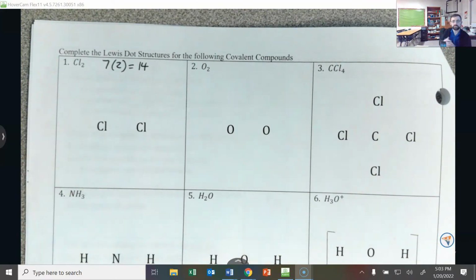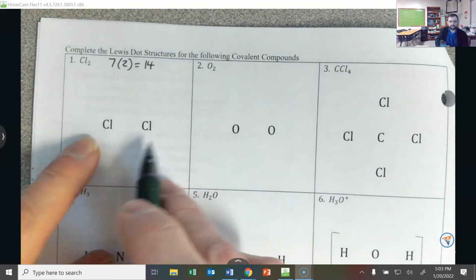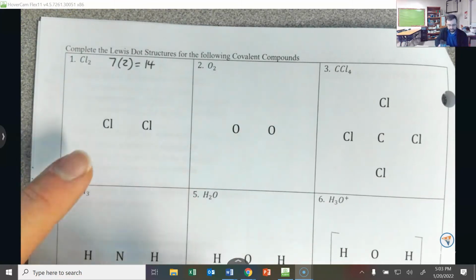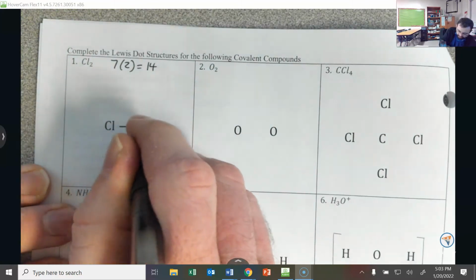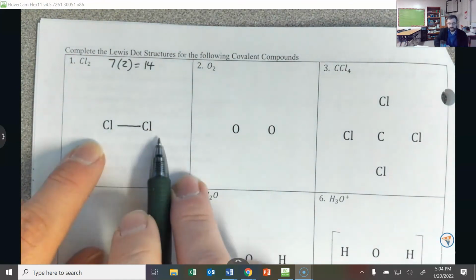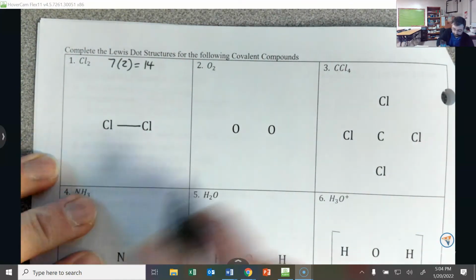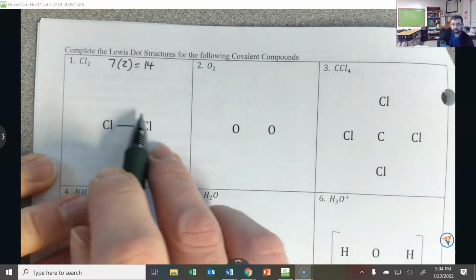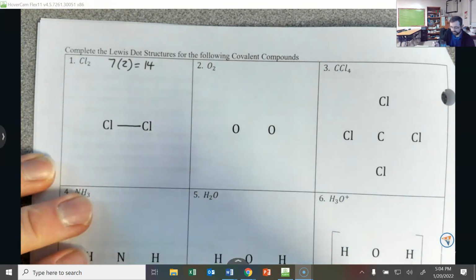After you've counted, we want to draw the skeleton. I've already got part of that done for you by putting chlorine here. I just need to connect them with a line. Okay, that used 2 valence electrons. Next thing we want to do is take care of the outsiders. Both of these are outside, they're not in the middle, so we're just going to try to make sure that they have 8 valence electrons if possible.